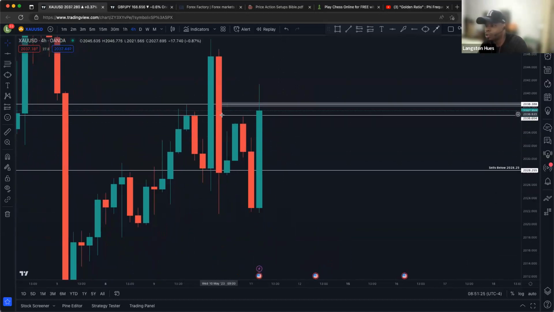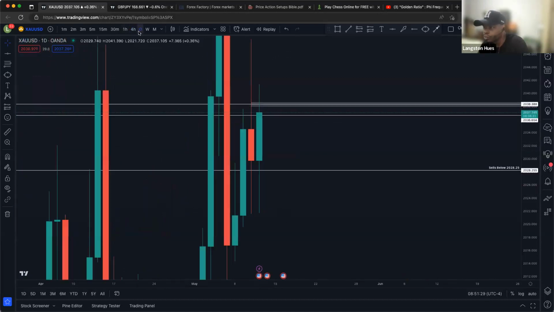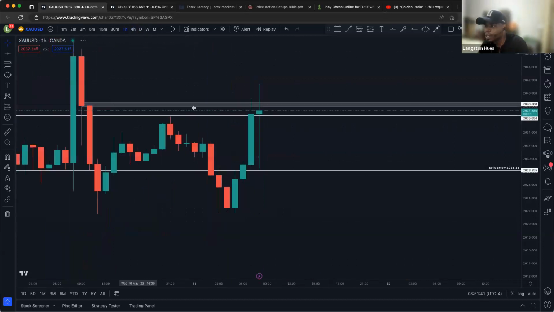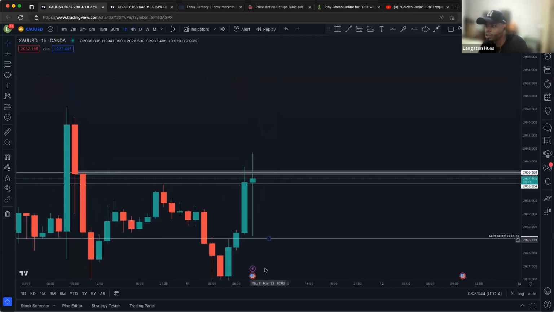And we might get that closure in the 4-hour above. And then looking at the daily, it's breaking this daily resistance so far, but it still has many hours. It has about 8 hours before a daily closure. But this 4-hour is closing in 10 minutes.